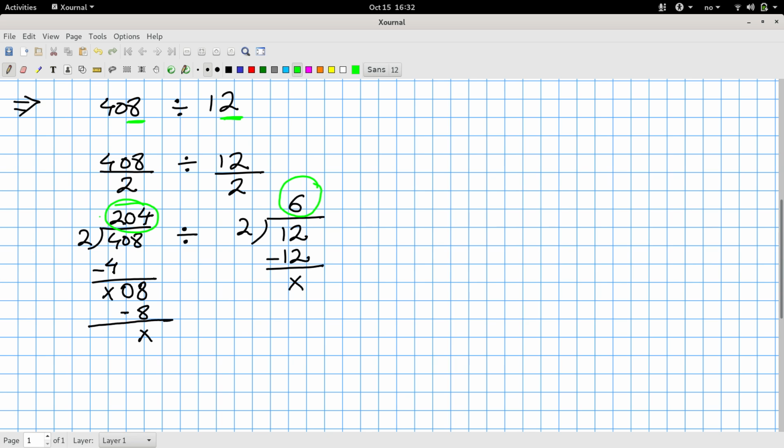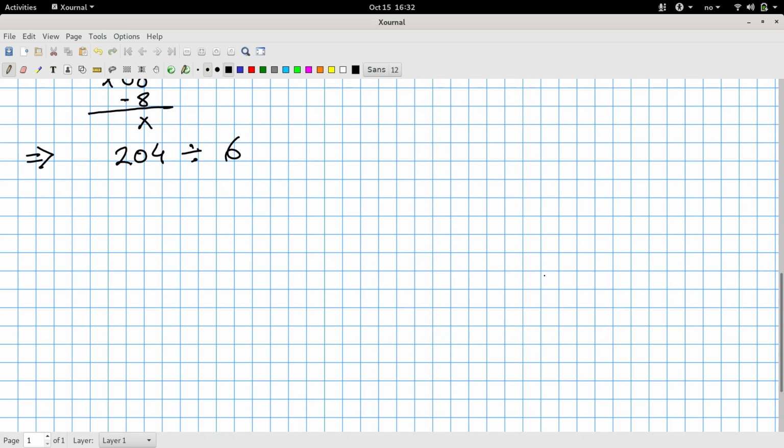This one. So now we have the result. Let me rewrite it here for you. So this becomes 204 divided by 6. Very good. Okay. So now we can continue. We see that both of these numbers, I'm going to verify it again and check it again. Both of these numbers have last digits which are even numbers. So that means I can divide them by 2, right? So let's do that.